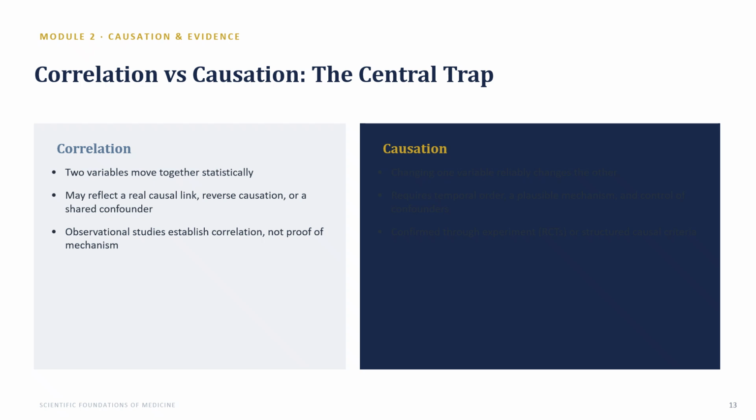So here we could say that two variables move together, which comes under correlation. Under correlation, we have another three possibilities: it may reflect a real causal link, reverse causation, or a shared confounder. Observational studies establish correlation, not proof of mechanism.